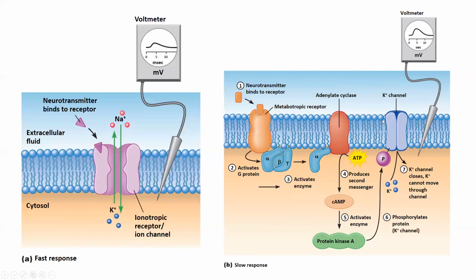So the important take-home message is understanding the difference between a fast response and a slow response. Okay, I want you to practice writing this out, drawing this out, describing these when you go home: ionotropic receptors versus metabotropic receptors.